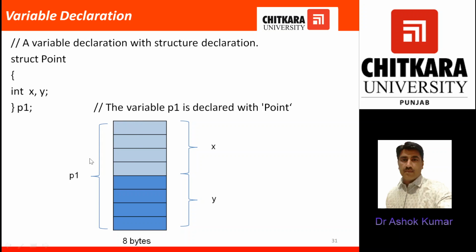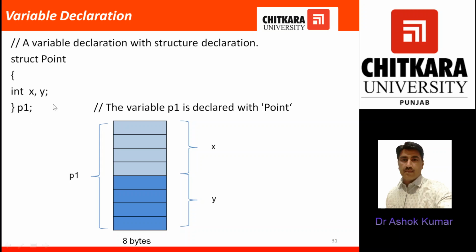So this p1 will have two members, one is x. I have shown that on the right hand side. 4 bytes will be allocated for x and 4 bytes for y. So p1 will have two members x and y. How we can use these two members, we will discuss in the coming slides. So this is the first method. When you declare the variable, you put the variable name after the right brace. If the number of variables is more, then you can use commas. For example, if I want to declare 3 variables, then I can declare them like this: p1 comma p2 comma p3 semicolon.